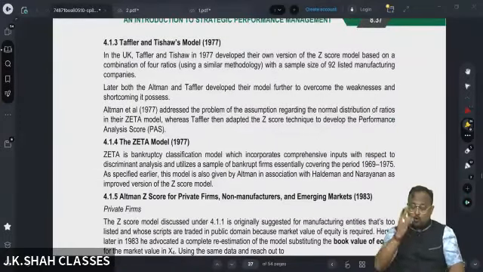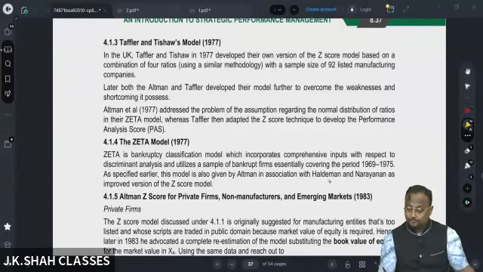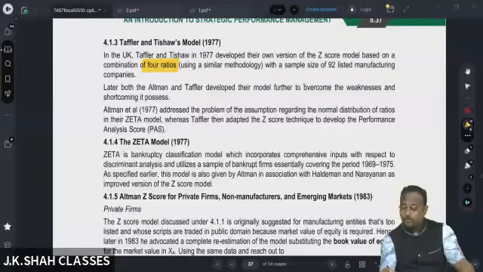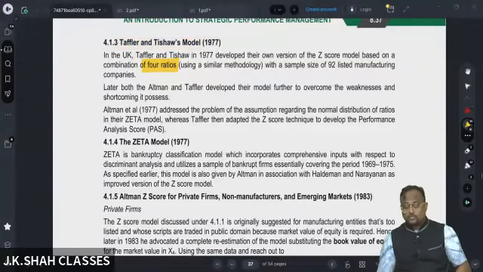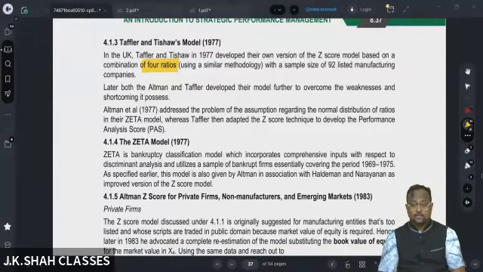Tafler and Tishaw model. It's a combination of four ratios. Now, Altman and Tafler developed their model further to overcome the weakness and shortcoming it possesses. So, मतलब ये जो form किया था, it is not followed these days. It was based on four ratios using a similar methodology जो ऑल्टमैन ने यूज की थी, हम लोगों ने इसके पहले देखा था वो.